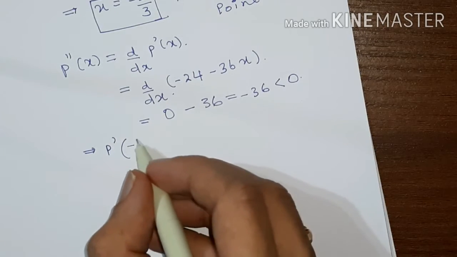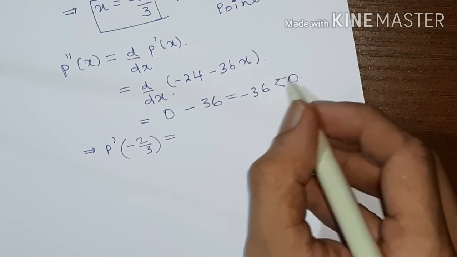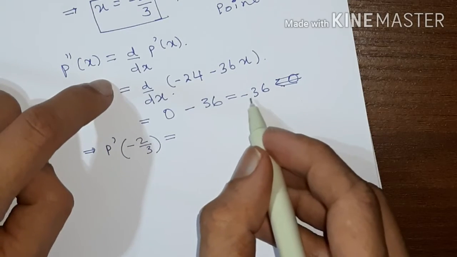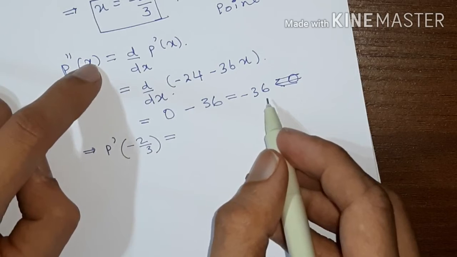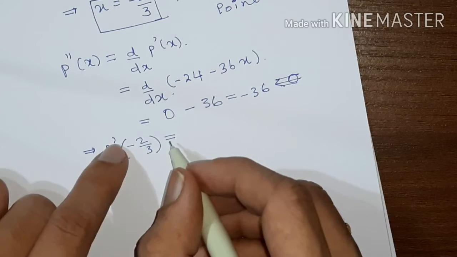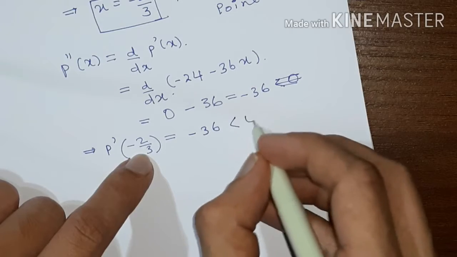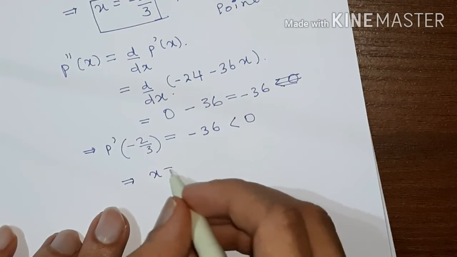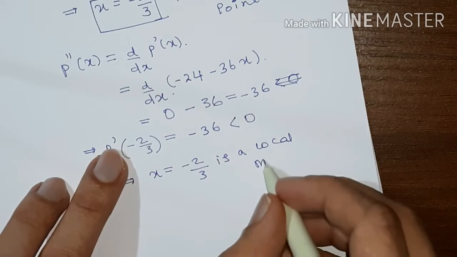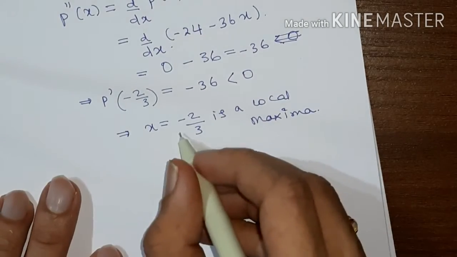Now look at the function: p double prime of x is minus 36. This is a constant function. There is no x to substitute, so for every x the value is only minus 36, which is less than 0. So that means x equal to minus 2 by 3 is a local maxima. So the maximum value will be at this point.